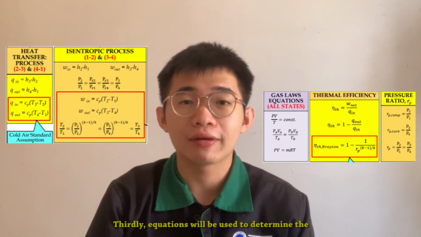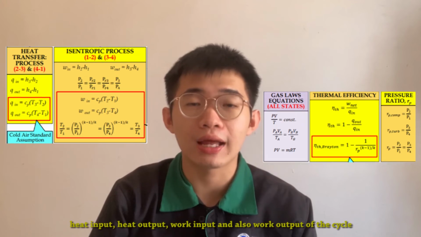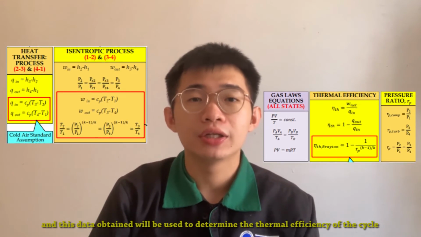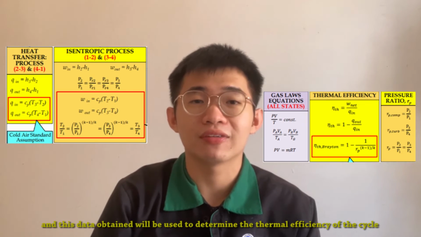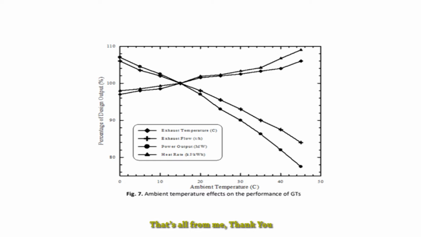And thirdly, equations will be used to determine the heat input, heat output, work input, and also work output of the cycle. And this data obtained will be used to determine the thermal efficiency of the cycle. And lastly, a graph will be used to analyze the effect of ambient temperature on the performance of the gas turbine. That's all from me.